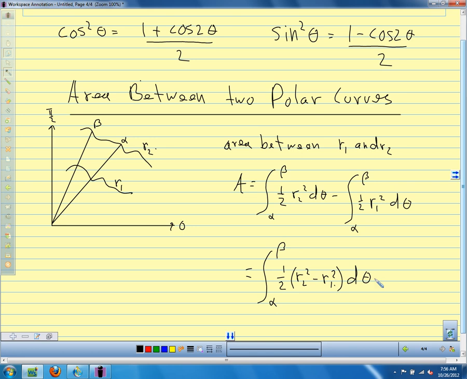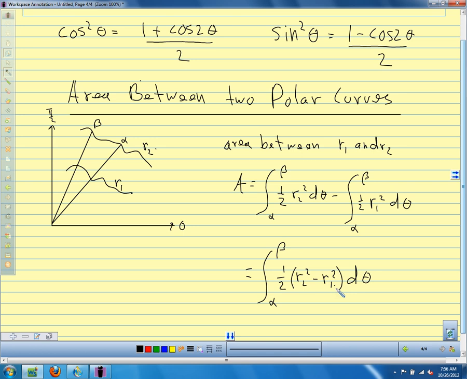So just like you said, the big circle minus the little circle, but you can simplify your integral. Instead of writing two integrals, you can just combine them. And the challenge often when you're finding an area between polar curves is finding your limits of integration. And that's what I want to talk about next.